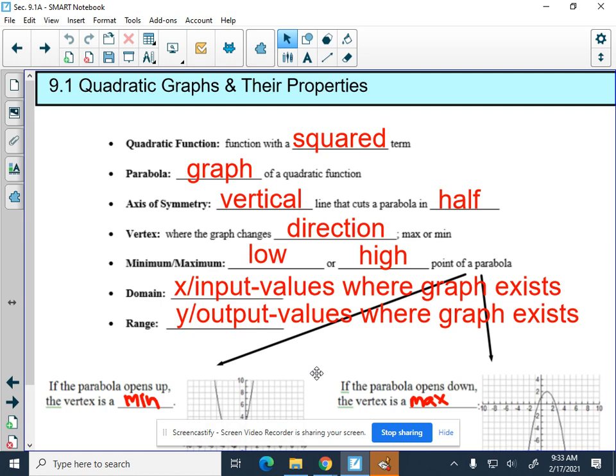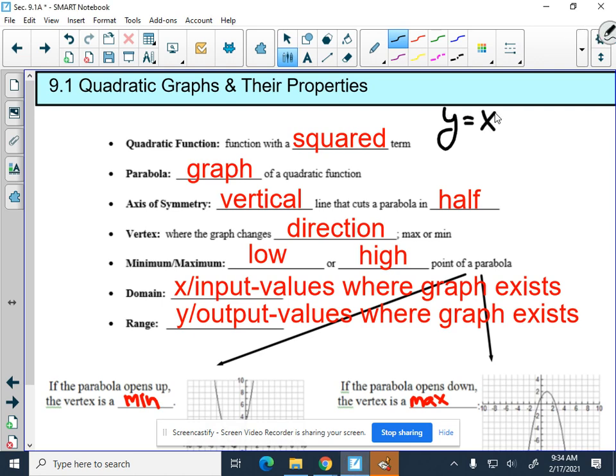We have quadratic graphs and their properties, section 9.1. So, quadratic functions have a squared term. So when you look at them, you're going to see that power of 2 somewhere in there.